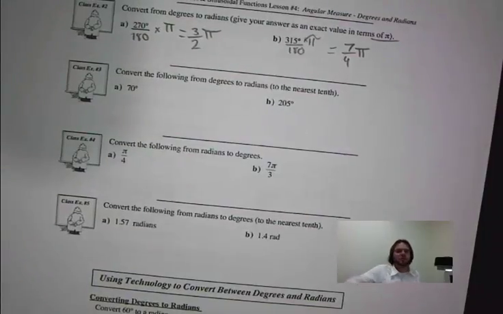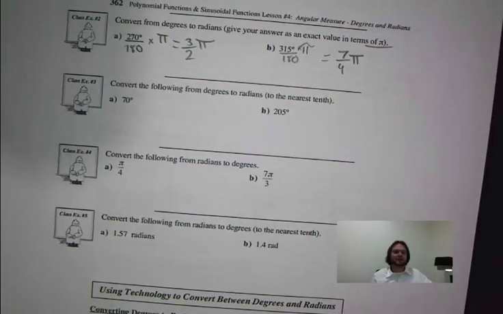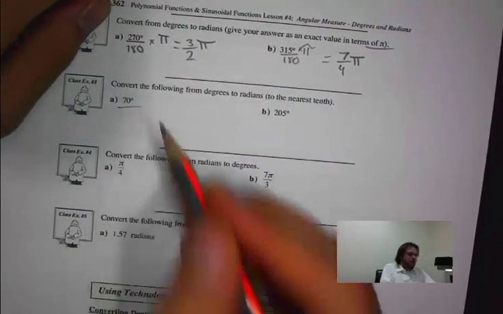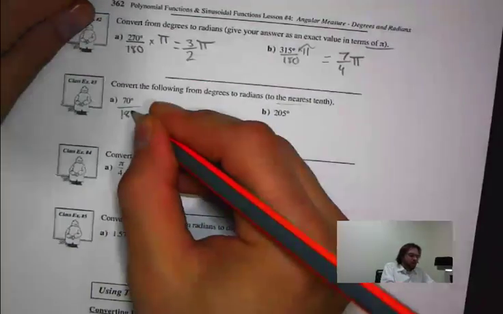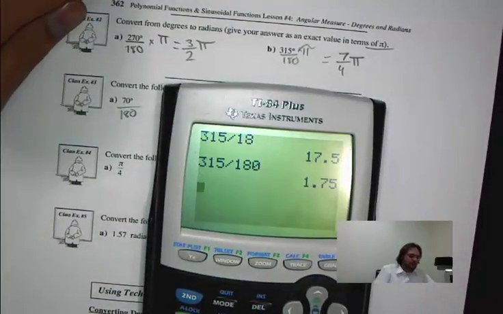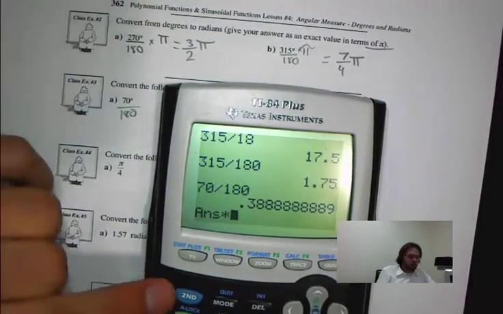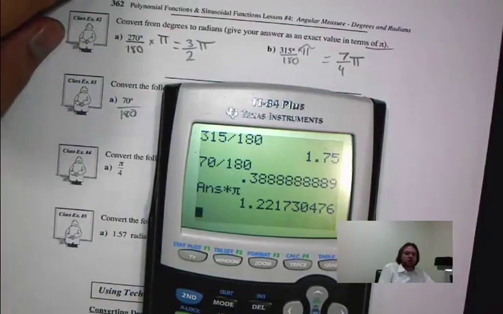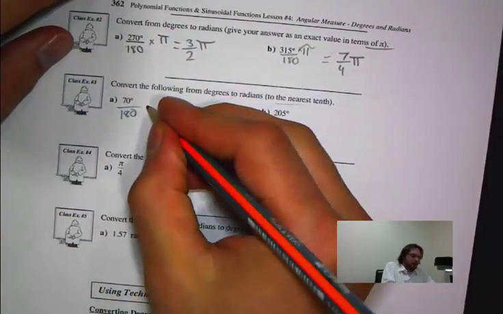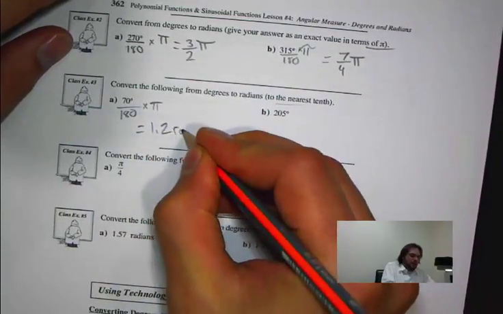Okay? Next question says, convert the following from degrees to radians. So 70 degrees, and it wants it to the nearest tenth. So I have to divide that by 180. I'm going to put that in. 70 divided by 180 gives me that. Now I'm going to multiply that by pi. I get 1.2 to the nearest tenth. So 1.2 rads.